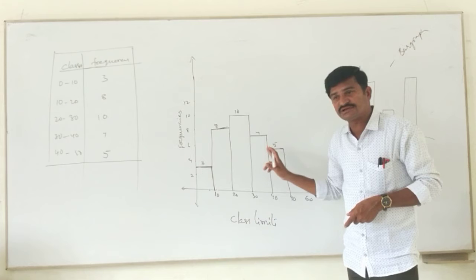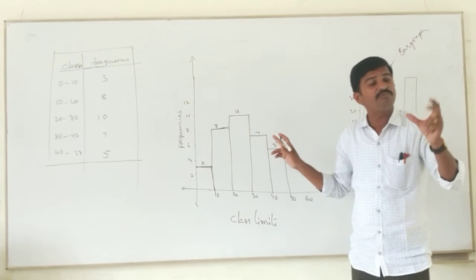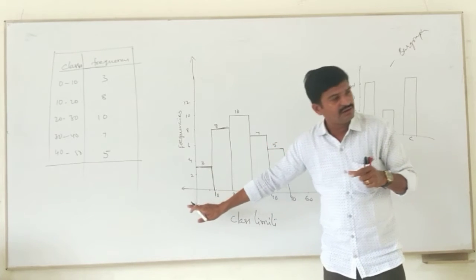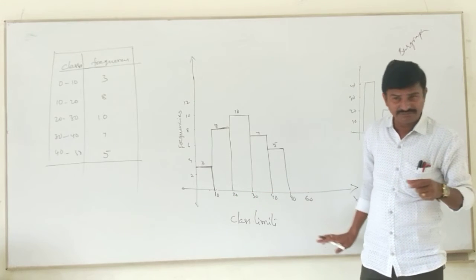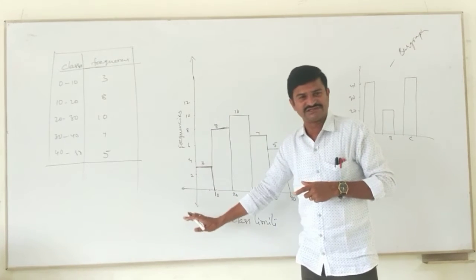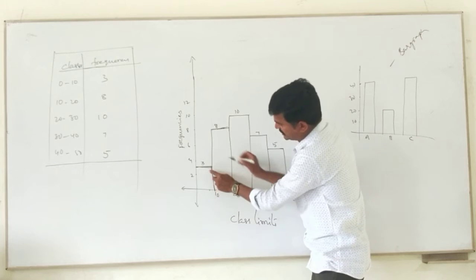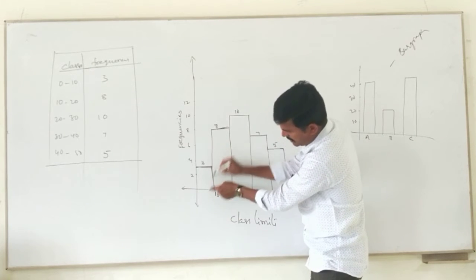But how did we get this graph? By joining the points. Where are the points? On x-axis, 2 class limits, and on y-axis, frequencies. These two, 0 to 10, how much? 3, na? This is 3. This is the point. Now I have taken.